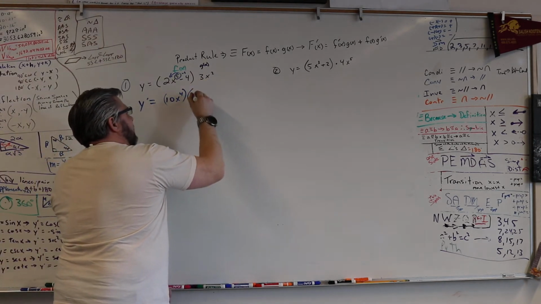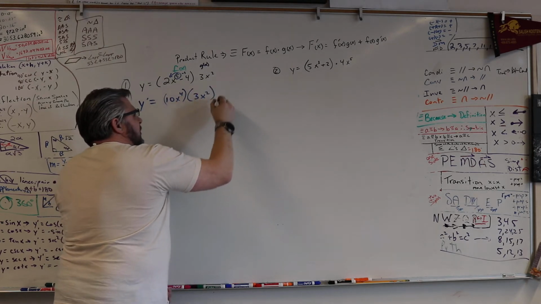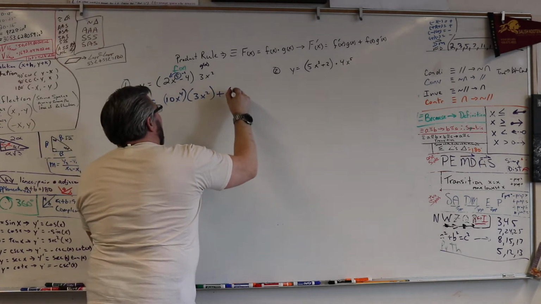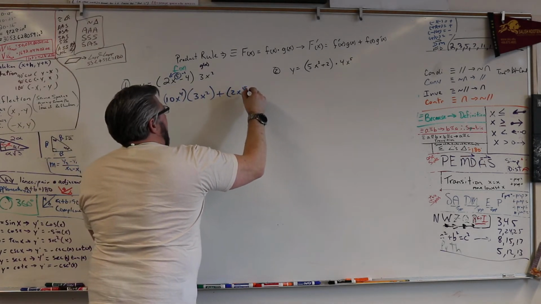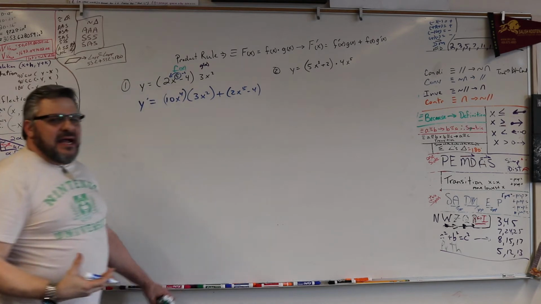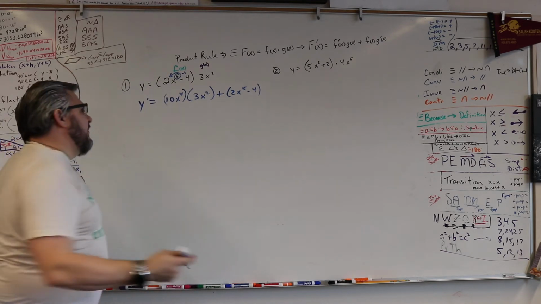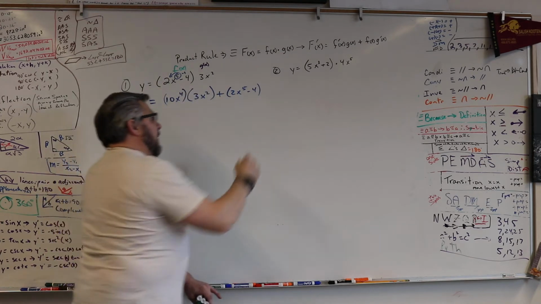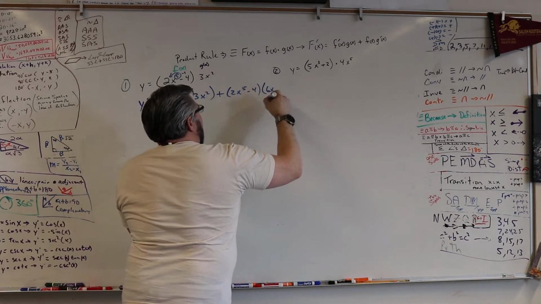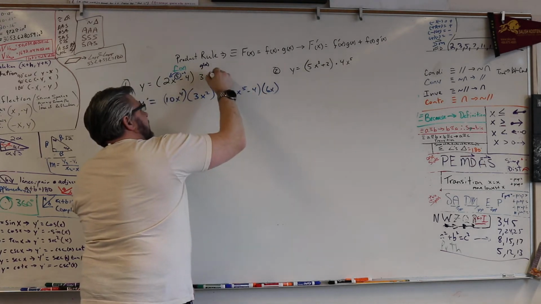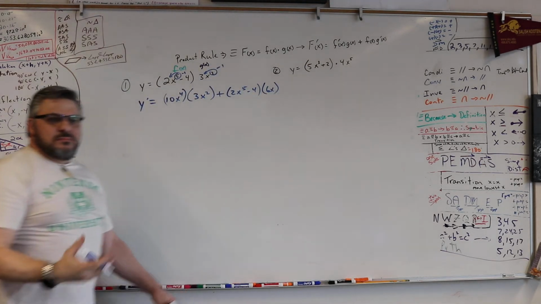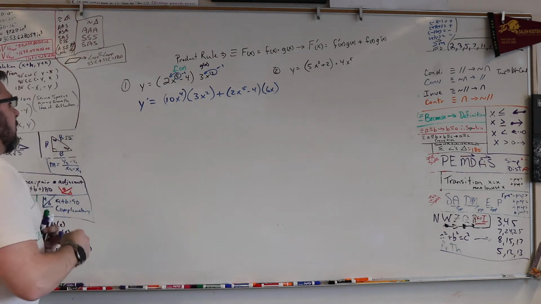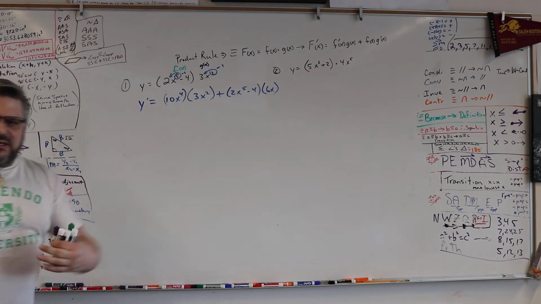Times g of x. So that's 3x squared. Plus f of x, so 2x to the 5th minus 4 times the derivative of g of x. So what's this derivative? 6. 6x to the 1, right? So we said 2 times 3 minus 1. All right, so there you go. Now we just got to clean it up.